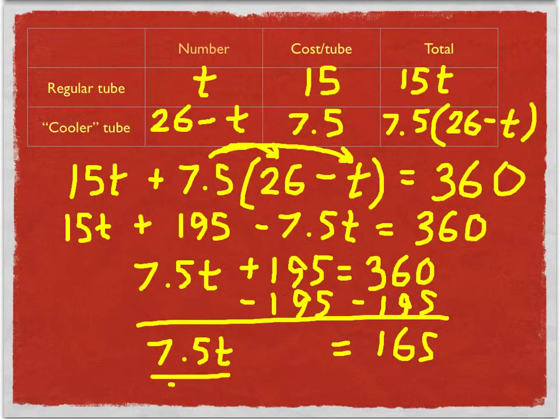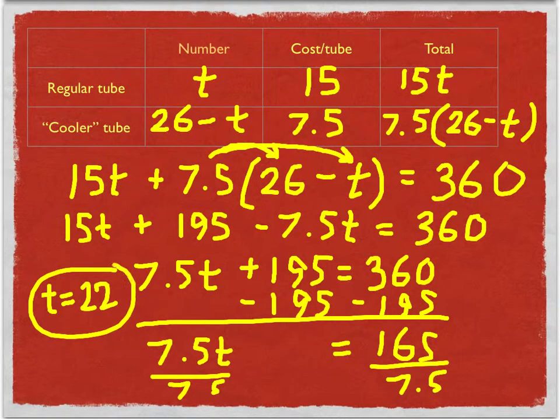Last step then is to divide both sides by 7.5. I have kind of run out of room here, but I'll do that quickly, and sure enough my t value comes up to be 22. So that means they rented 22 regular tubes, and if you go back and put in 22 in place of this t, 26 minus 22 is 4 of the others. So we have 22 regular tubes and 4 of the cooler tubes. So hopefully you're getting a little bit more confident on those types of problems, as I'm sure you are.